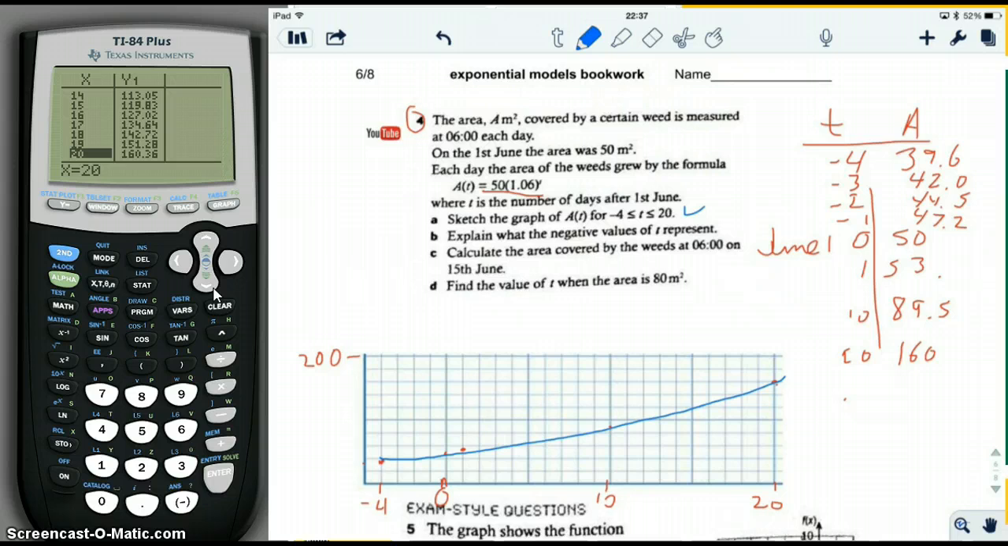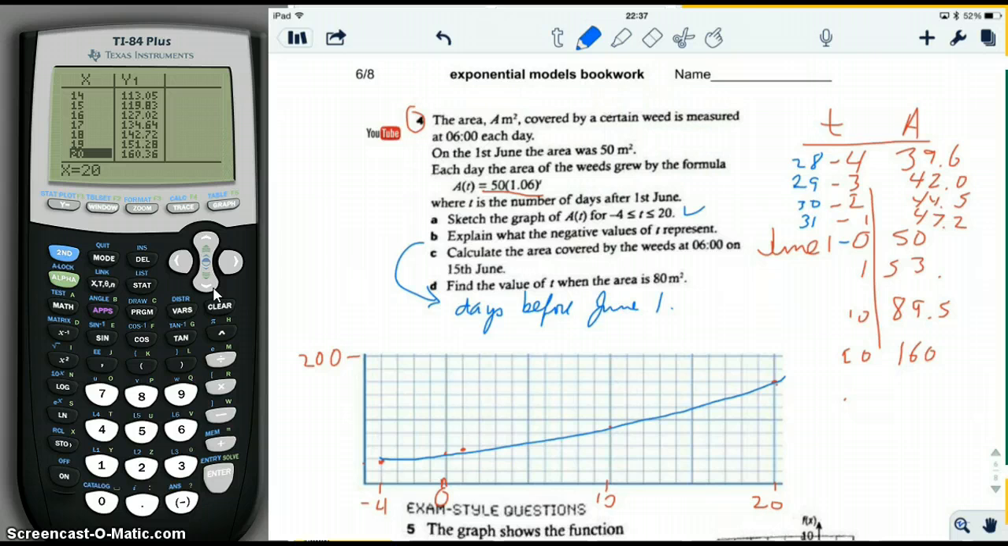Explain what the negative values of t represent. Well, remember, June 1st would be day 0, so -4 would be 4 days before June 1st. The day before June 1st is May 31st. So May 31st, May 30th, 29, 28. So the negative values of t are days before June 1st.